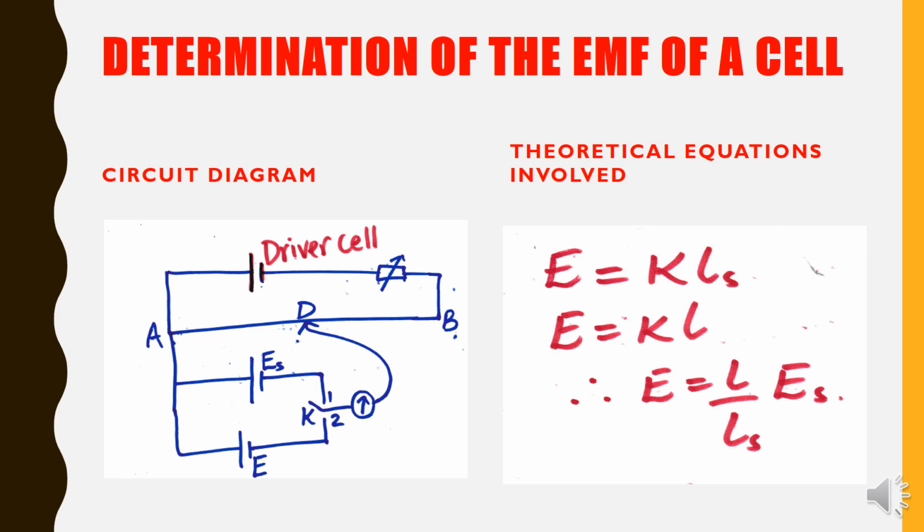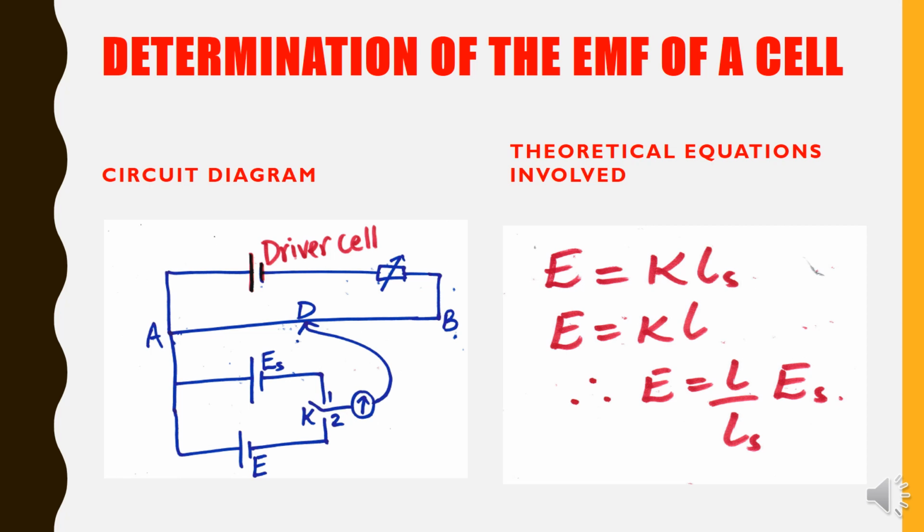Now, looking at the first one, how to determine the EMF of a cell using a potentiometer wire. In our circuit, we connect the circuit as shown on the left-hand side. We have ES as a standard cell and E is a cell of a known EMF. We have switch K, which is first thrown to position 1. When you throw it to position 1, only one cell is connected, that is cell ES. Then you move the jockey along the wire until the galvanometer shows no deflection. It means in the lower circuit, there is no current flowing, and therefore the PD across the wire AD is equal to the EMF of the cell.